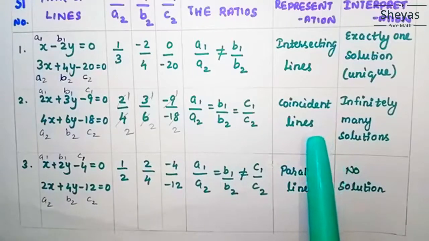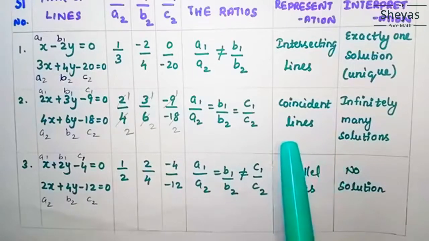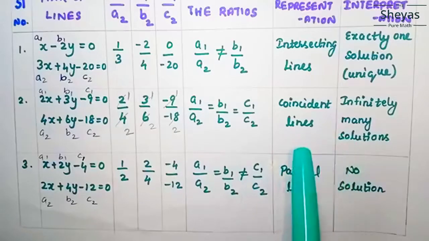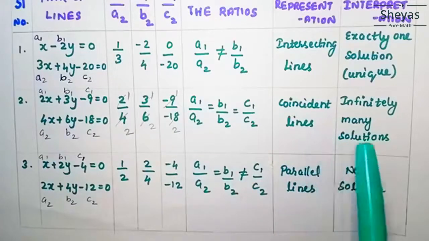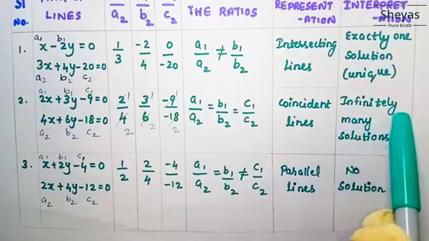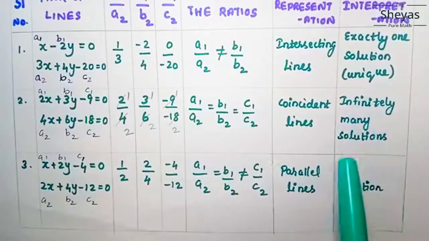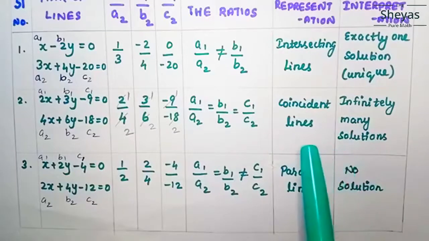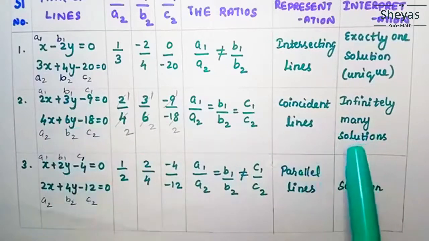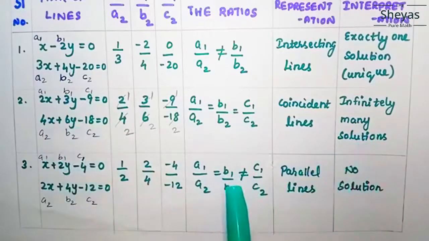Coincident lines. So graphically we can say that these are coincident lines. So those lines have infinitely many solutions. So what is the algebraic interpretation? These equations have infinitely many solutions. Okay. Now let us see the next.